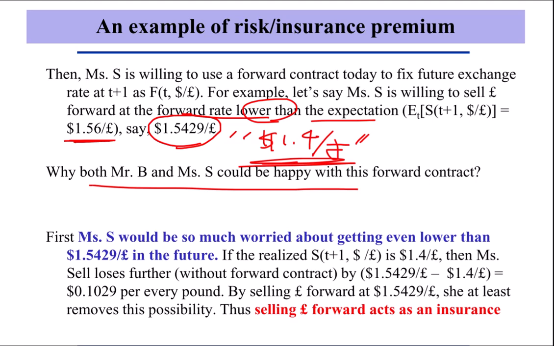First, Miss Sell would be so worried about getting even lower than $1.5429 per pound in the future. For example, if the realized future exchange rate is $1.4 per 1 pound, then Miss Sell loses further without the forward contract, by the difference between the forward price and the future spot exchange rate per every pound. By selling pounds forward, at least Miss Sell is able to remove this kind of risk. In other words, Miss Sell is selling pounds forward as an insurance.